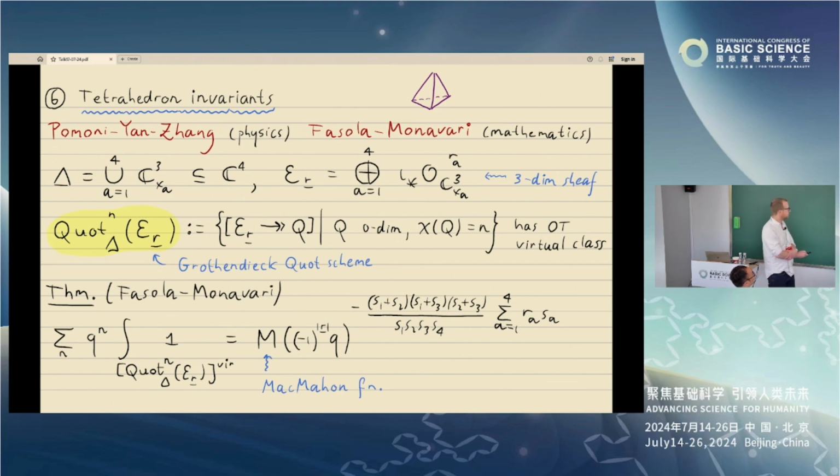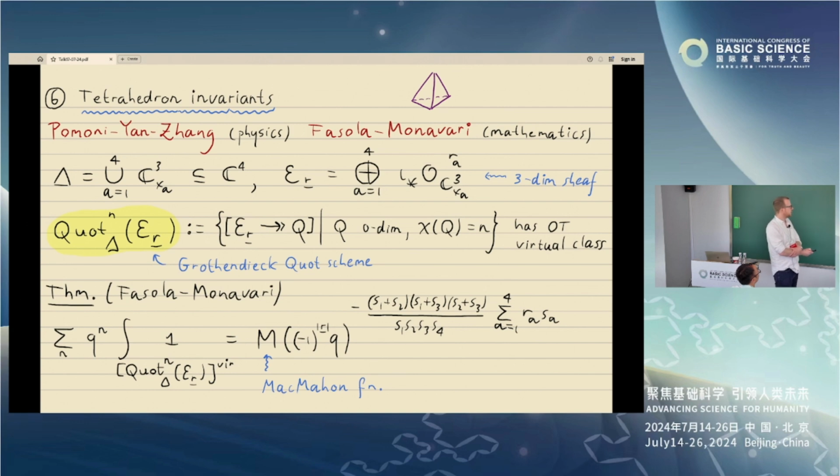So what you take is the direct sum of the push forward of the a-th copy of C3 to the power r_a, and you push it forward to C4. So this produces for you a 3-dimensional sheaf on C4. And then you look at Grothendieck's Quot scheme of 0-dimensional quotients of this sheaf, where the length is n.